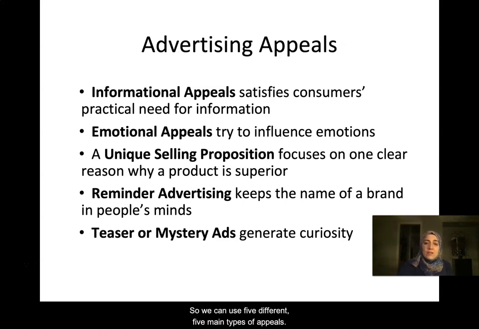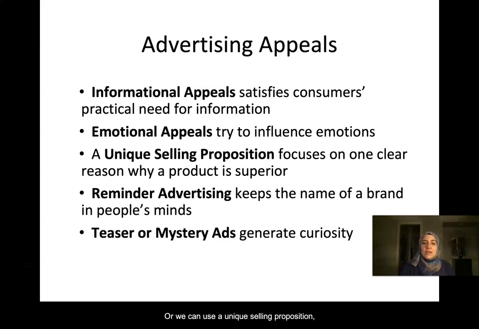So we can use five main types of appeals. The first one is informational appeals, and these are simply ones where we very objectively try to be objective, but in a very straightforward way lay out the information for the consumer. Or we can use emotional appeals, where we are talking more to the consumer's emotions than to their rational side. So talking to the heart rather than the mind.